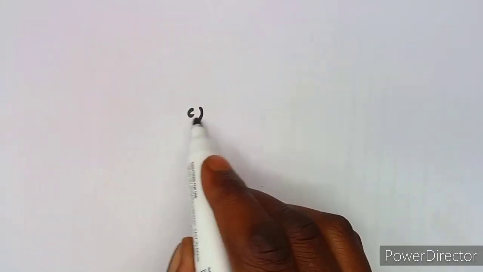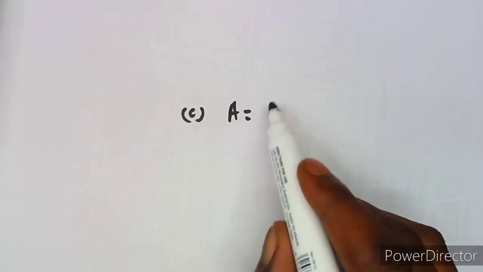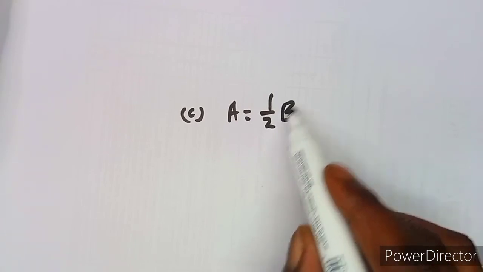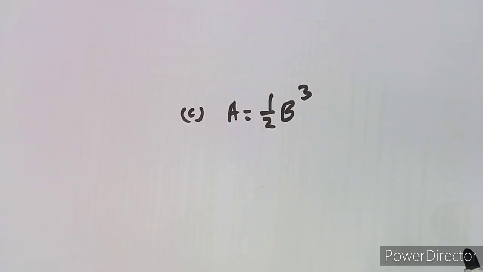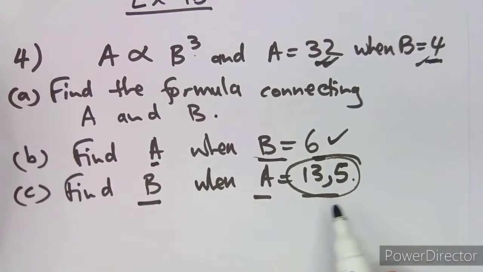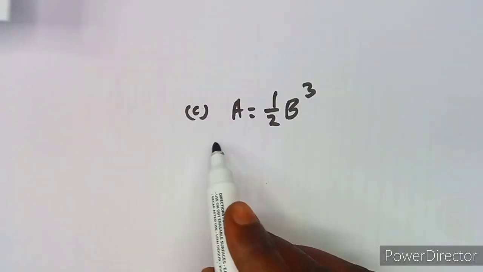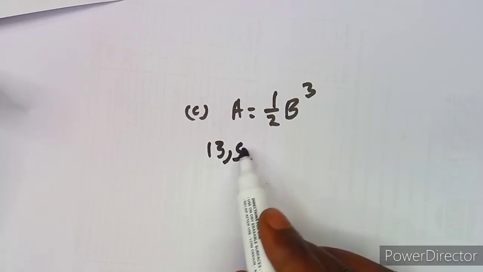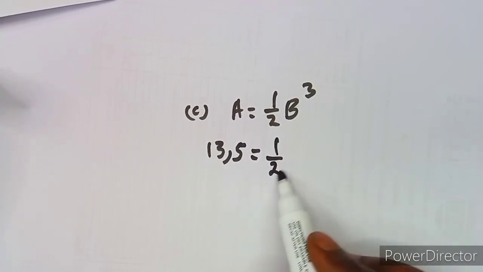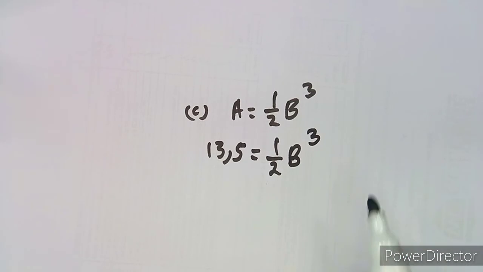So this is C, but you have to take the same equation, guys. The same equation, you have to start with that same equation. Now let's substitute. We are given the value of A and we want to calculate the value of B. So the A is 13,5, not 35. 13,5 is equal to half B to the exponent of 3.